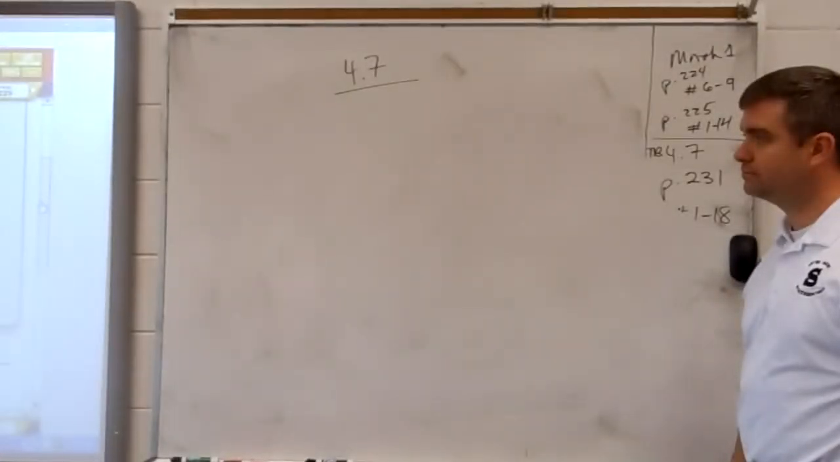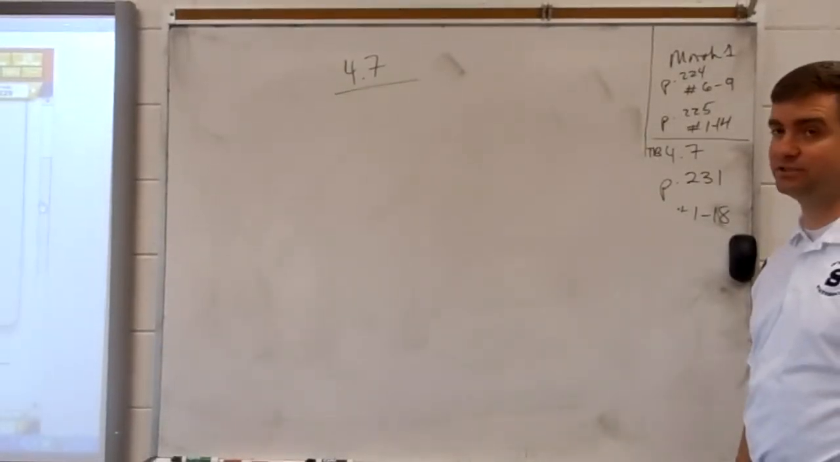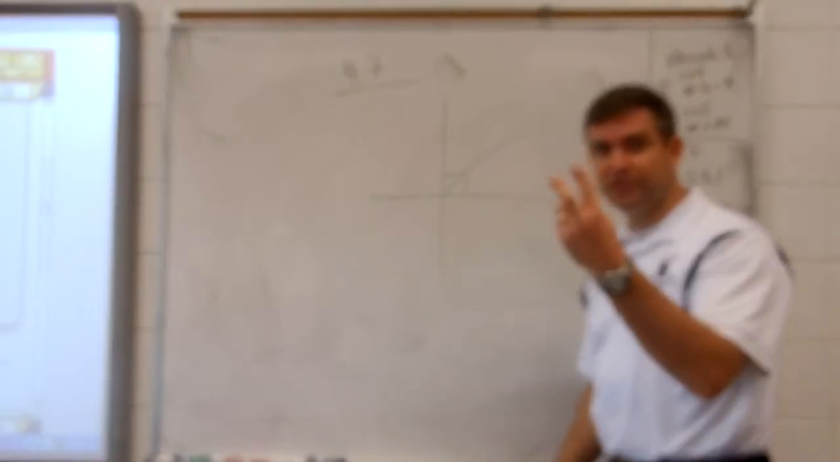Theorem 4.9. If two sides of two adjacent acute angles. All right, stop right there. The next two words are what? Perpendicular. All right, let's stop right there. There's the hypothesis. Read it one more time. If two sides of two adjacent acute angles are perpendicular. All right. There are 3 words.